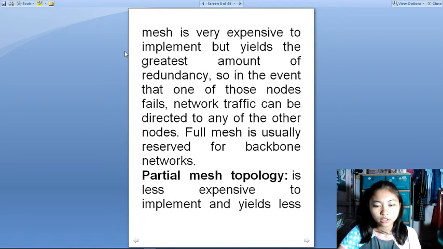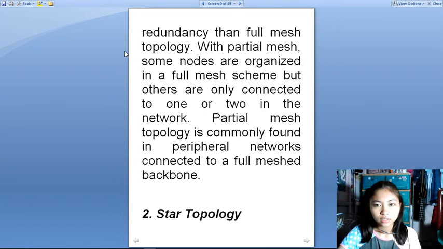So next is partial mesh topology. It's less expensive to implement and yields less redundancy than full mesh topology. With partial mesh, some nodes are organized in a full mesh scheme, but others are only connected to one or two in the network. Partial mesh topology is commonly found in peripheral networks connected to a full mesh backbone.